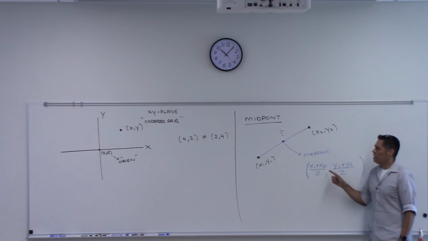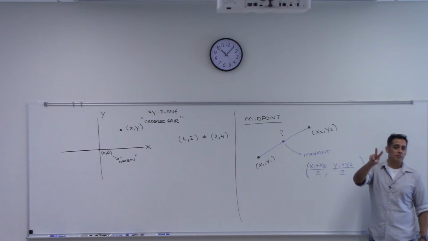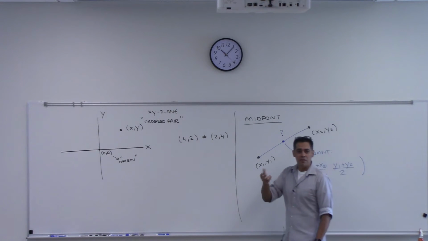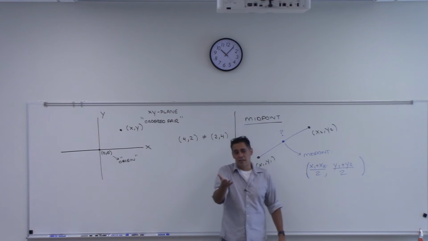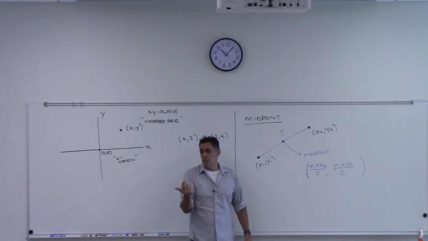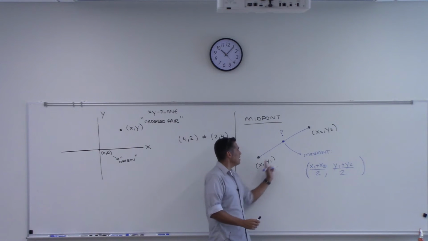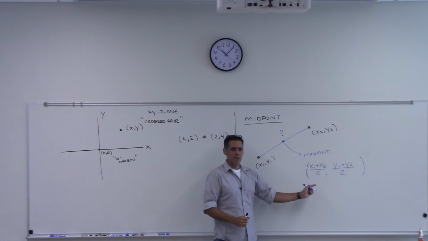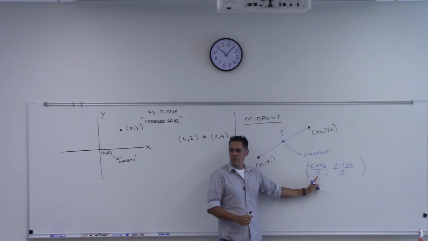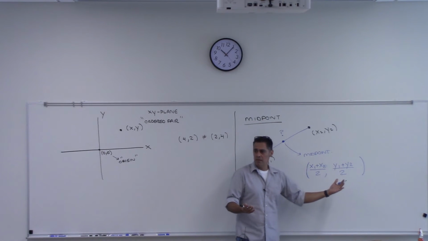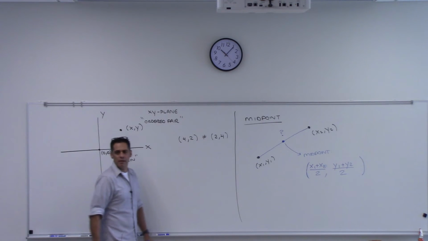What was your name again? Juliana. So Juliana, let's say you had 2 test grades and I asked you to take their average. What would you do? Add them and divide by 2, right? Isn't that what we're doing here? Aren't we just adding up the x-coordinates and dividing by 2? It's the average of the x-coordinates, the average of the y-coordinates. That's it. That's a way you can remember it, all right?